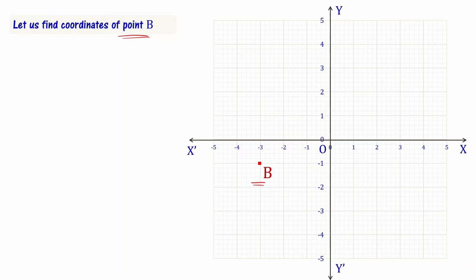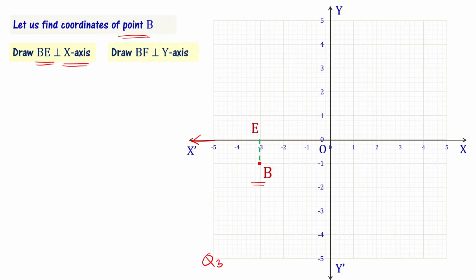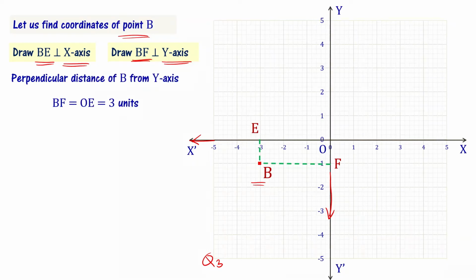Where is point B? It is in quadrant 3, right? We want to find what the coordinates of point B are. Let us draw line BE perpendicular to the x-axis. The x-axis is there, so draw line BE perpendicular to it. Okay, and we want to draw another line, line BF, that is perpendicular to the y-axis. Draw line BF perpendicular to the y-axis, right?